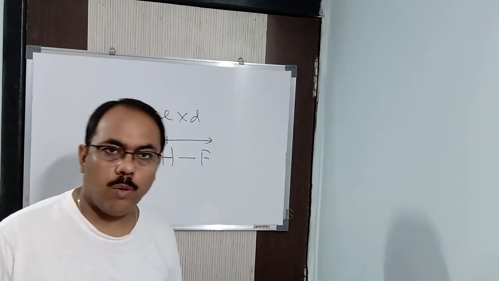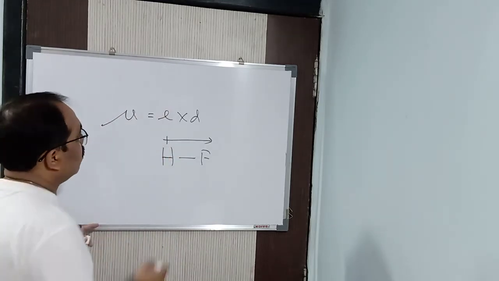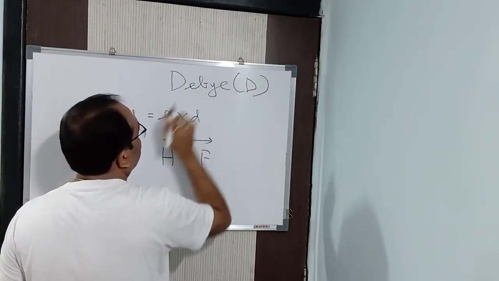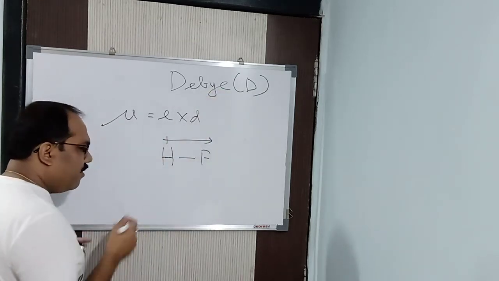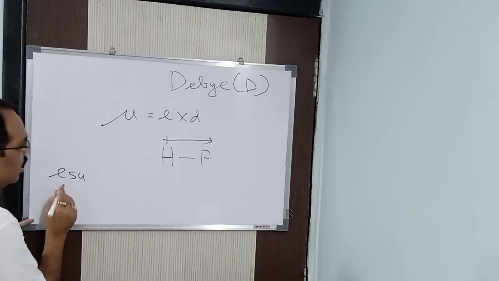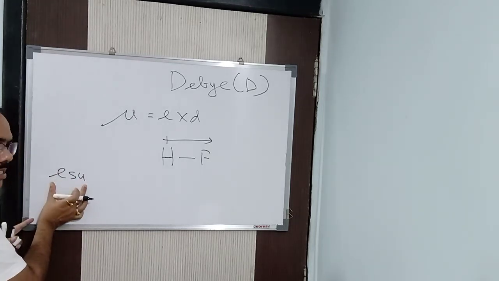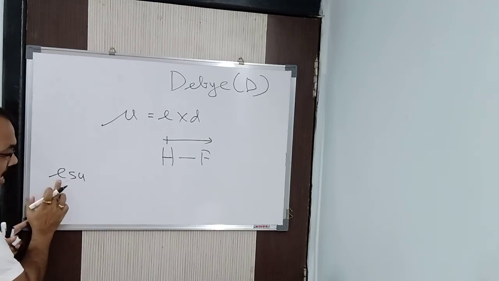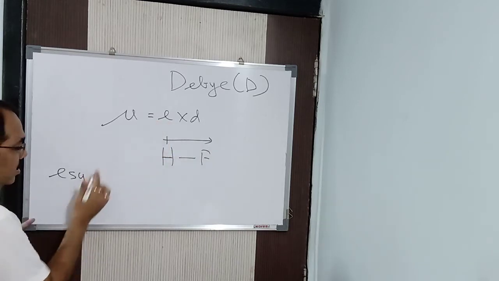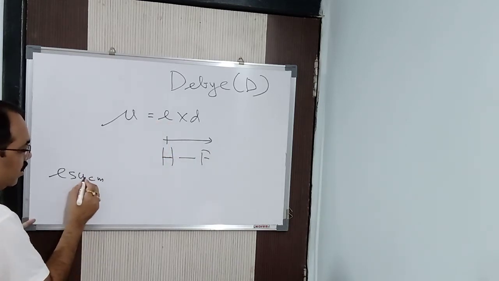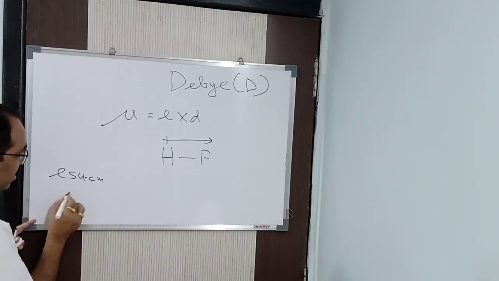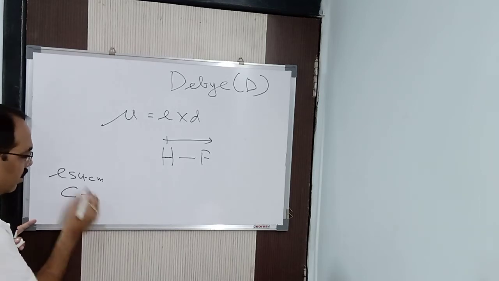Now, what is the unit of dipole moment? I already said the dipole moment is measured in a unit called debye, D-E-B-Y-E, denoted by capital D. But we also have the CGS and SI systems. In CGS, the charge is measured in electrostatic unit, so the unit is ESU centimeter. In the SI system, the charge is measured in coulomb, so the unit is coulomb meter.